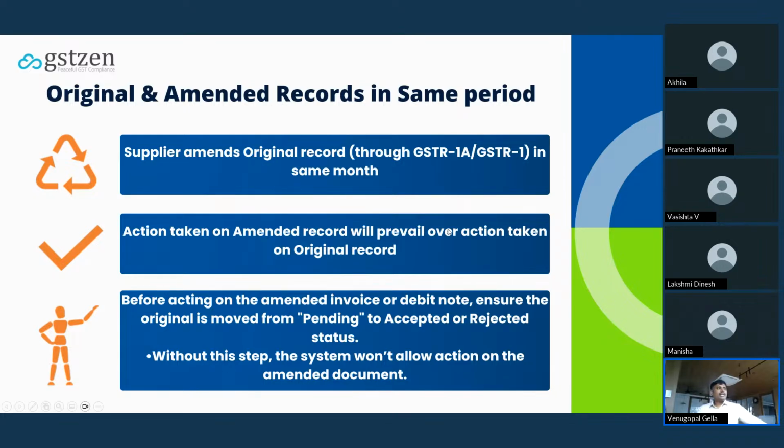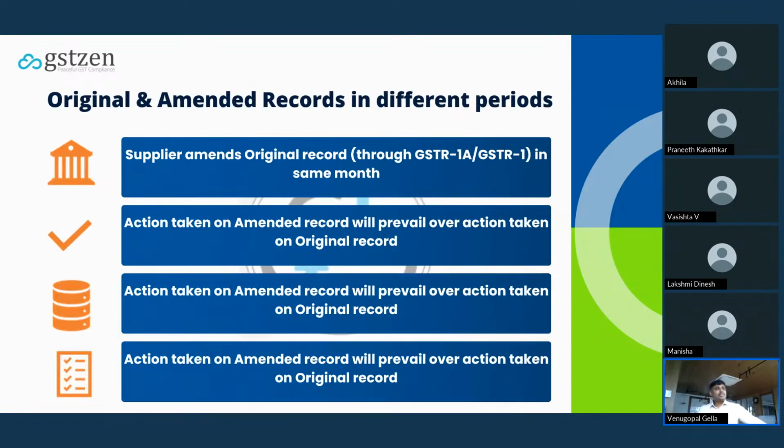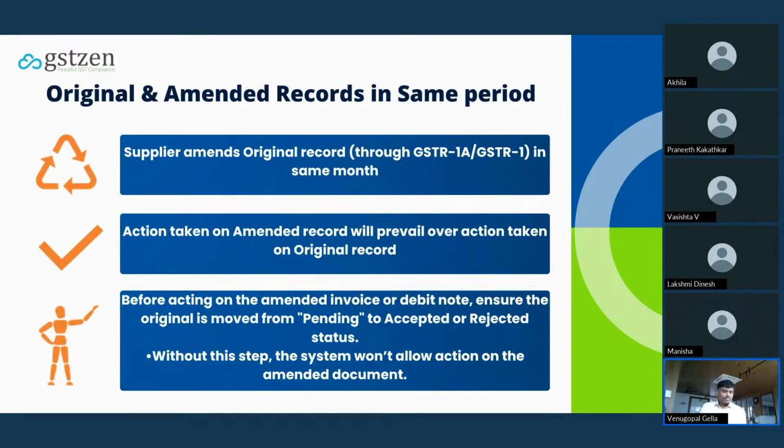Now, if there are any original and amended records in the same period, sometimes the amendment happens in the same period or sometimes in a different period. Let's say I have reported my GSTR1, then in 1A, I have changed the value from 1 lakh to 10 lakhs or 10 lakhs to 1 lakh. I am a recipient taking an action on the new invoice, that will prevail. But for me to take an action on the new invoice, the original invoice should not be in pending state. Original invoice should be either in accepted or rejected or no action state, but it cannot be in the pending state.